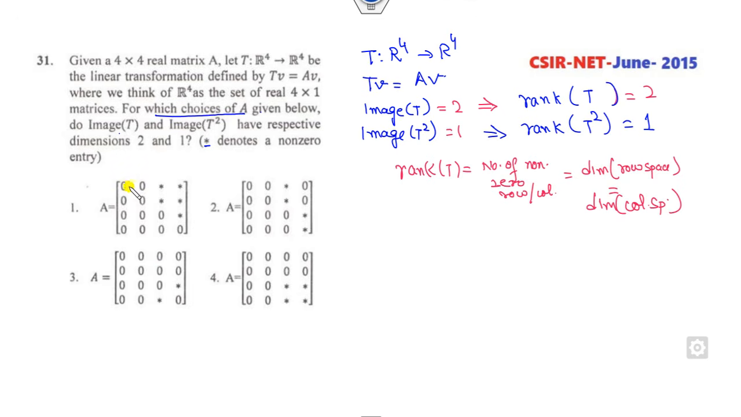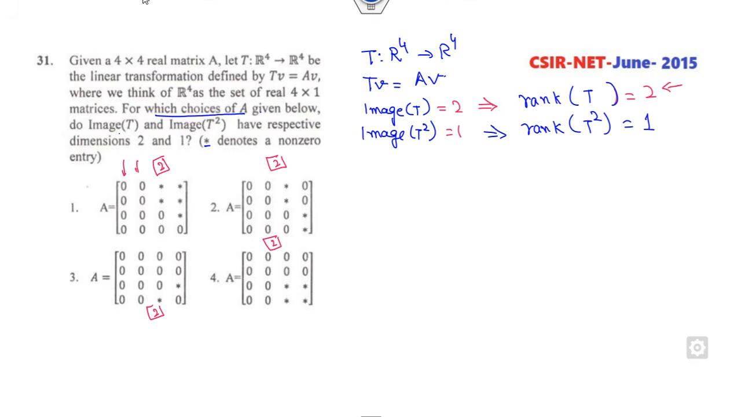So look at the first column. There are 2 zero values and 2 non-zero values, so the rank is 2. These again have rank 2. These are the 2 non-zero values, 2 zero values, so the rank is 2. Two non-zero values, rank is 2. So the first property is satisfied in each case. Now the only target is to check the rank of T square.